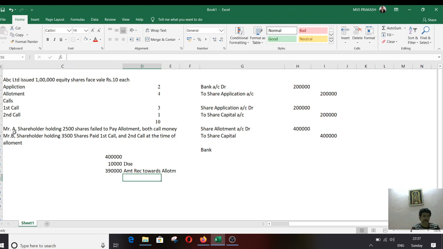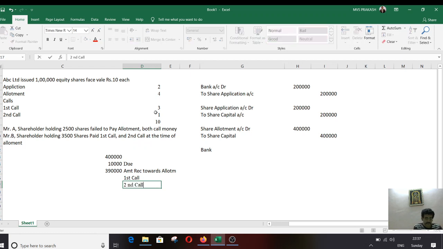But not only this, there is one person called Mr. B. What has Mr. B done? Mr. B has to pay allotment money, and he paid that. But along with that, he paid some extra: first call money and second call money. He is paying 4 rupees, which he has to pay anyway, plus 3 rupees and 1 rupee. So a total of 8 rupees has been paid. Of this 8, 4 rupees is for the allotment, and the rest is in advance. So I need to charge this as first call and second call.